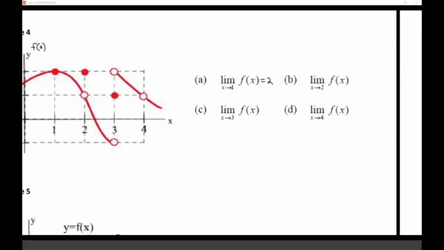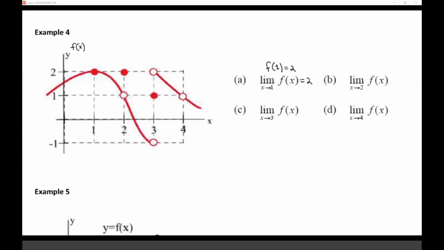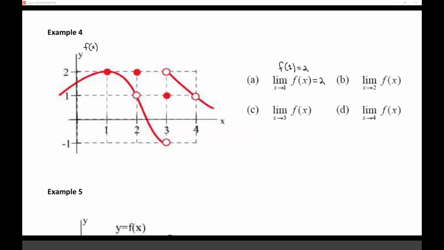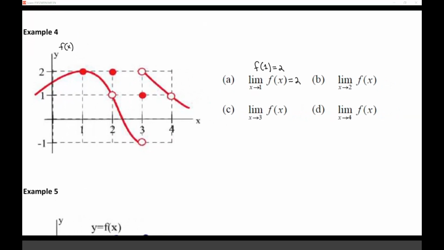Okay, and just for fun, I'm going to say f of 1 equals 2. So that's the nice, well-defined case. Everybody likes that. This is like what you have in polynomials, where your limit at any x value is the same as the function value. That's not always the case. Okay, let's take a look at B.